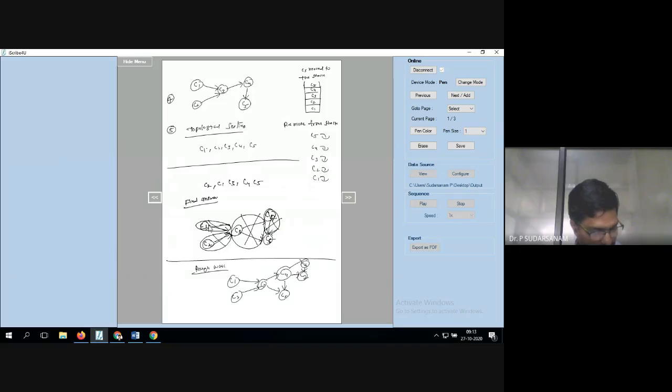In the textbook, if you see it, what will happen? C2, C1, C1 to C3, C4, C5, C1 to C2, C3, C4, C5. So that means what? Either you can start with C2, C1 or C1, C2. So any order is possible. The comma is nothing but the final answer when you are writing. Anyone can be started here.